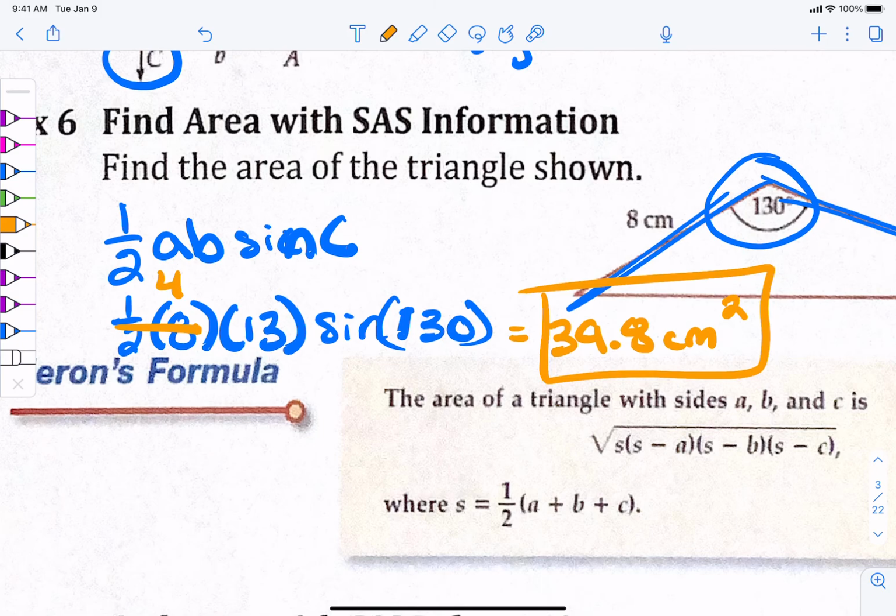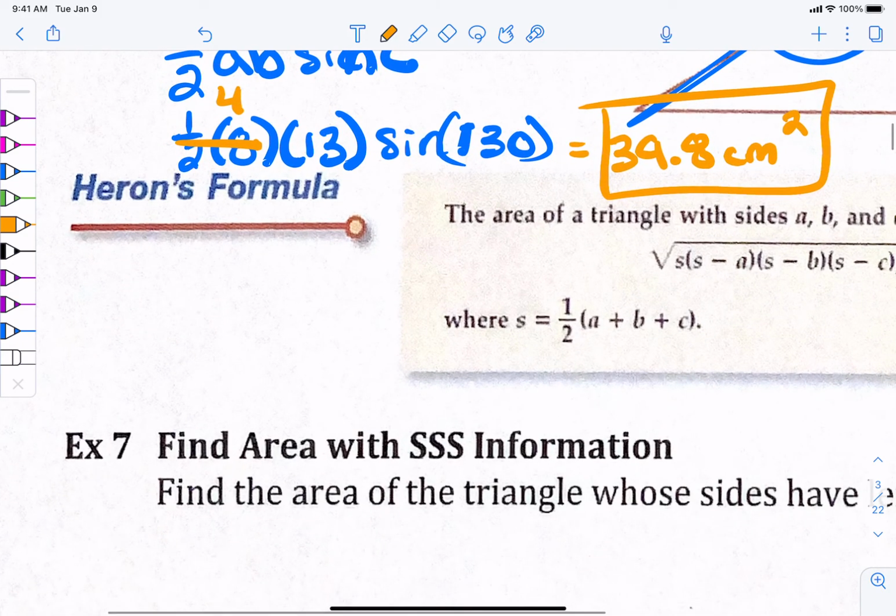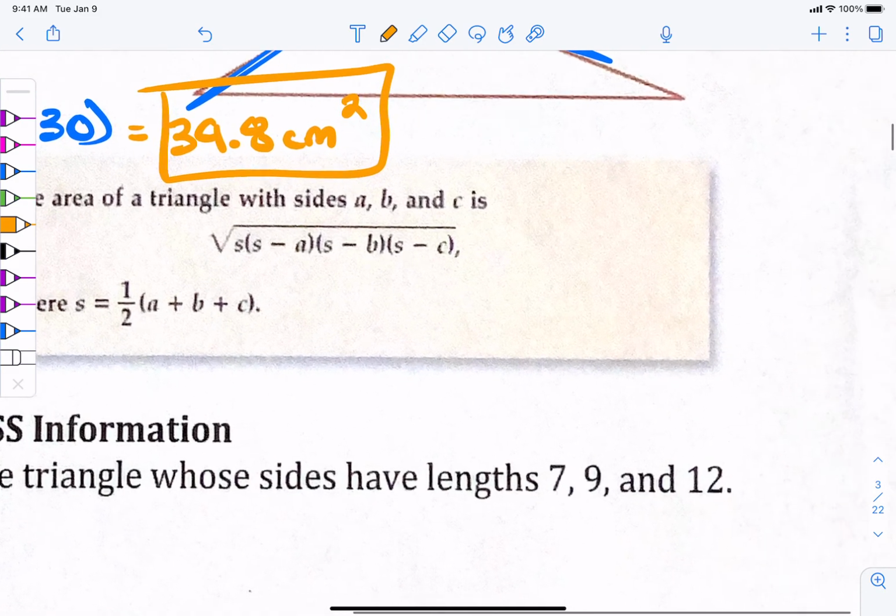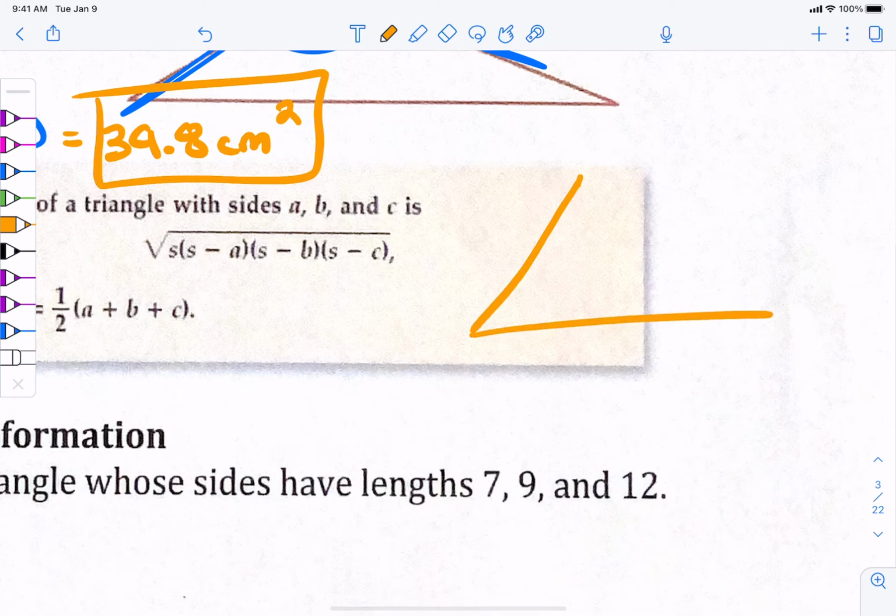Now, the last formula is another one for area, but this is called Heron's formula, and I'm not going to show you the proof of how they get this because it's really long and ugly. But this is used to solve when you have the 3 sides of a triangle. We'll call them A, B, and C. When you have the 3 sides and none of the angles, this is the formula that you use to find area. You don't have any of the angles. You just use those 3 to find the area of a triangle.